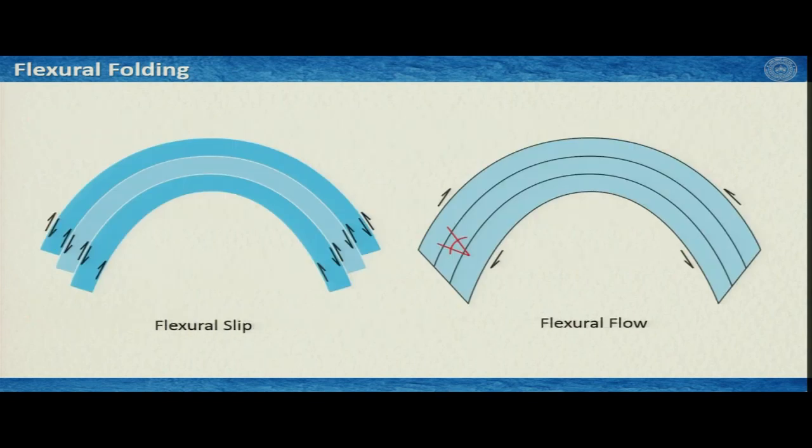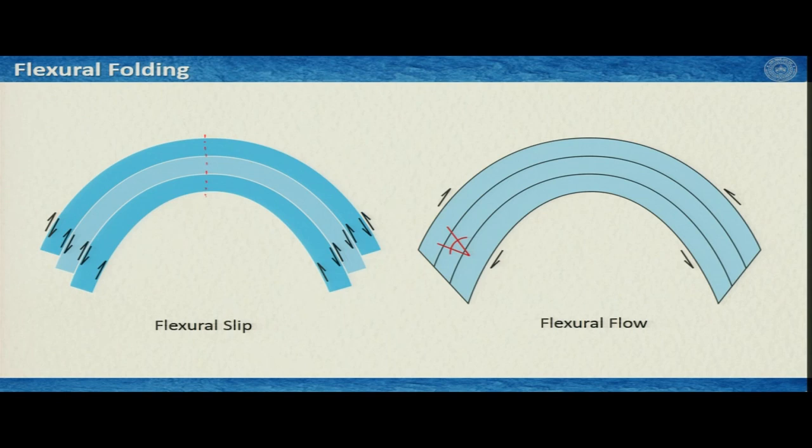Let us have a look at these two types of folds that we have discussed, flexural folding. One is flexural slip and another is flexural flow. What do you see here? These thin white layers in between the blue layers are the slip planes. So, when the fold is forming, these individual layers slip past each other. This is the shear direction. You can see that this layer is shearing, this layer is also shearing, and so on. The magnitude of shear is slowly decreasing, and at the hinge point, the shear is virtually zero.